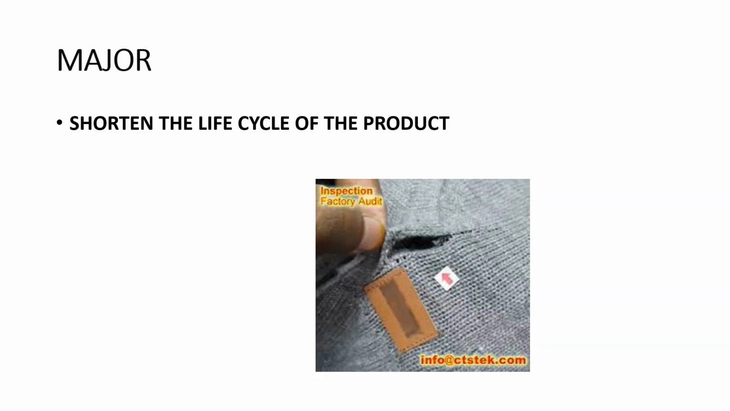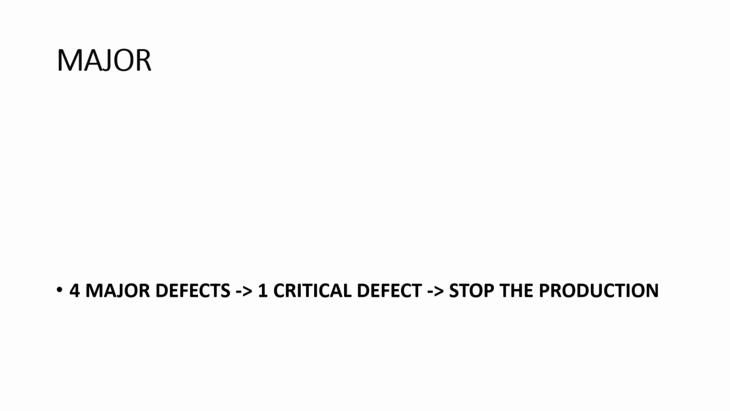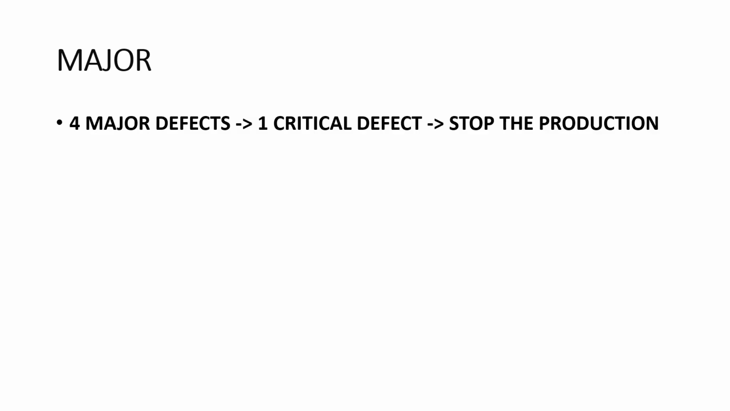So you can understand by seeing this image how it is a major defect. Now students, if there is a major defect, there is another interesting thing: 4 major defects is like one critical defect. And if such a defect occurs in the production, in the product, then we have to stop the production also.